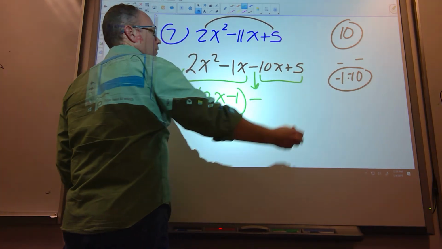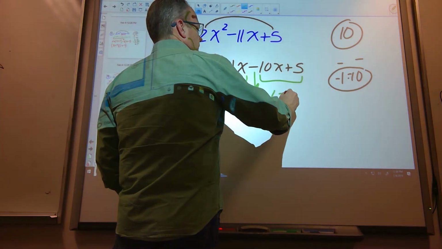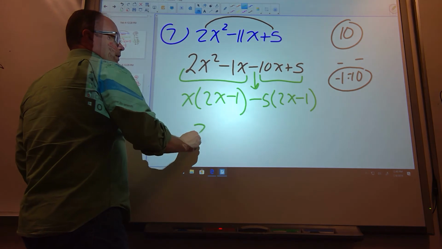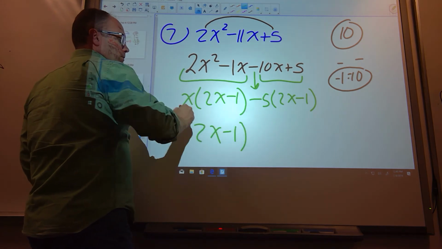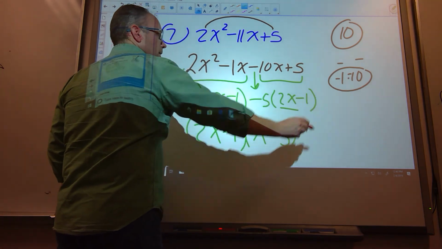What can I factor out of both those? 5, good. And remember that sign switches because I factored out the negative. As long as those are both the same, it's factored. As long as I have that and that in common. Cool.